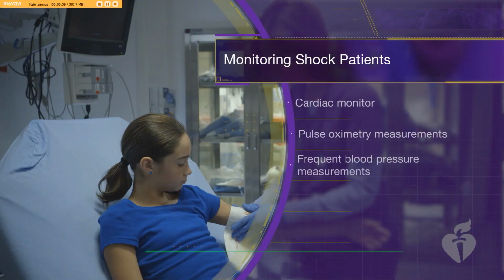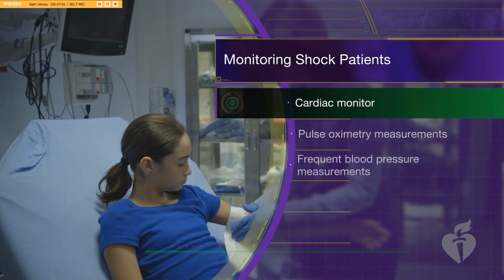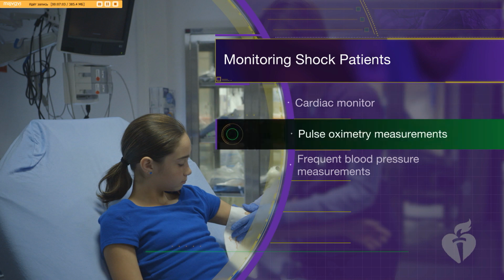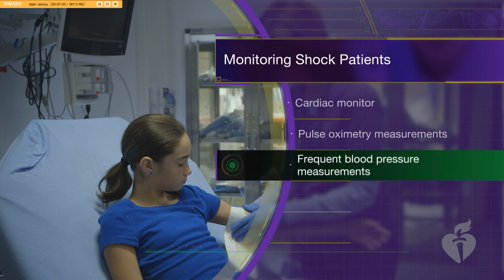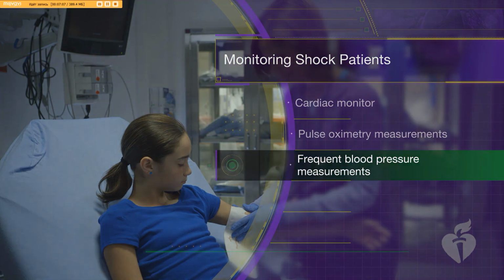Regardless of the type of shock, it's critical that you know about the various devices and procedures used to manage this serious condition. There are several important considerations for monitoring and managing shock. For monitoring patients, place them on a cardiac monitor, continuously measure pulse oximetry, and perform frequent blood pressure measurements.